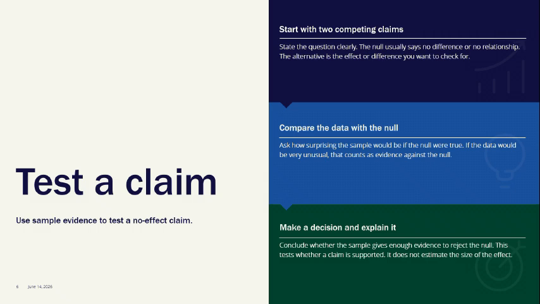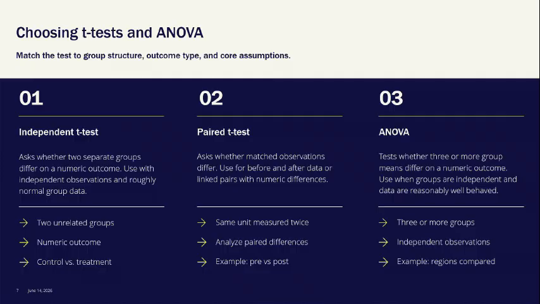Hypothesis testing is one of the most widely used inferential techniques. The process begins with two competing statements. The null hypothesis typically states that there is no effect, no difference, or no relationship. The alternative hypothesis represents the claim we are investigating. Next, we compare our sample data against the null hypothesis. We ask, if the null hypothesis were true, how unusual would these results be? If the results are highly unlikely under the null hypothesis, we obtain evidence against it.